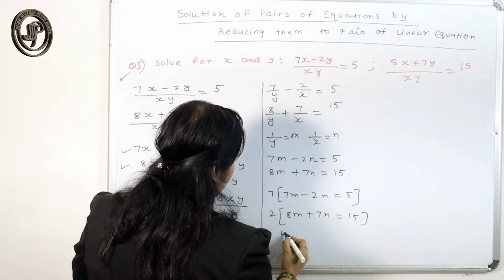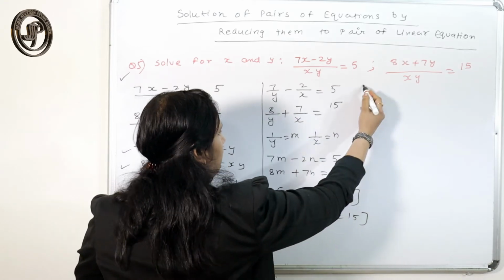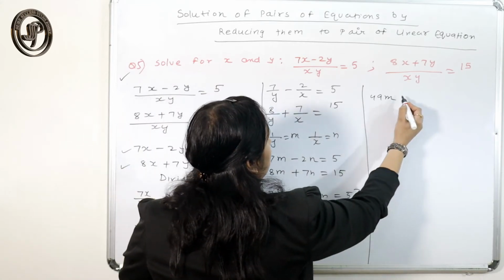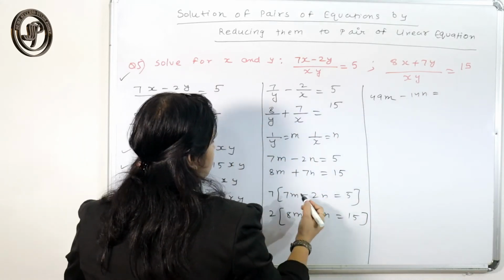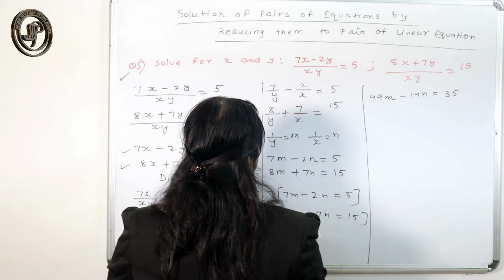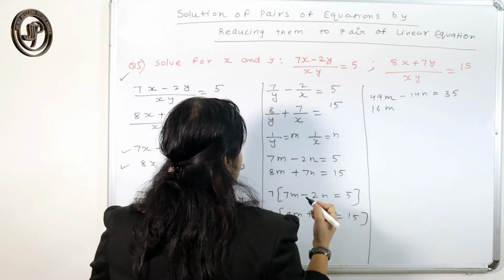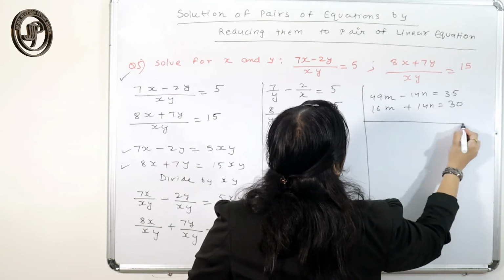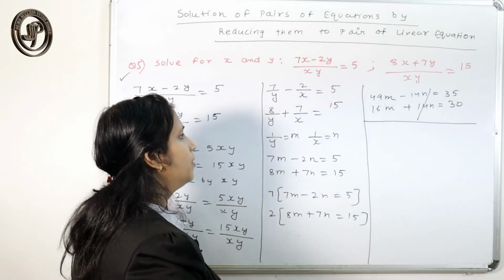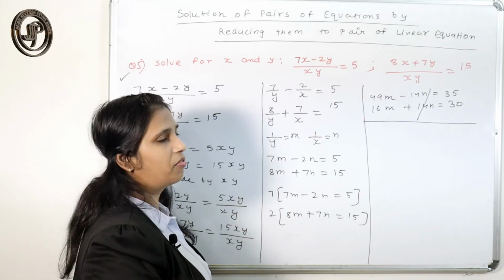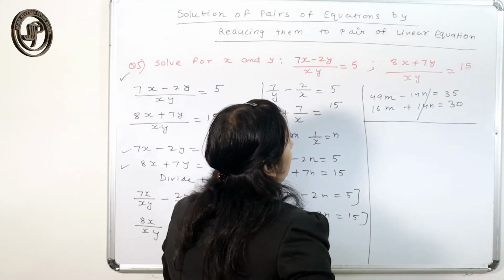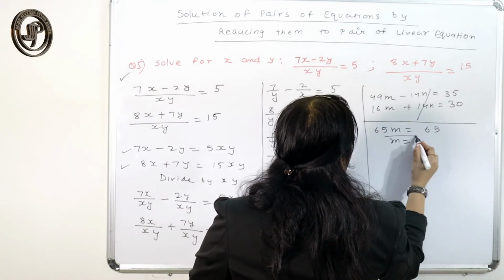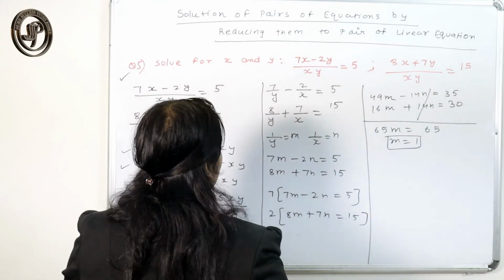So when we multiply, I got how much? I am just writing this here. So 49m minus 14n is equal to 35. And here 16m plus 14n is equal to 30. Now without changing the sign, they will cancel out because they are already of opposite sign, and when we add them, we get 65m equals 65. So m will be 1. m is 1.